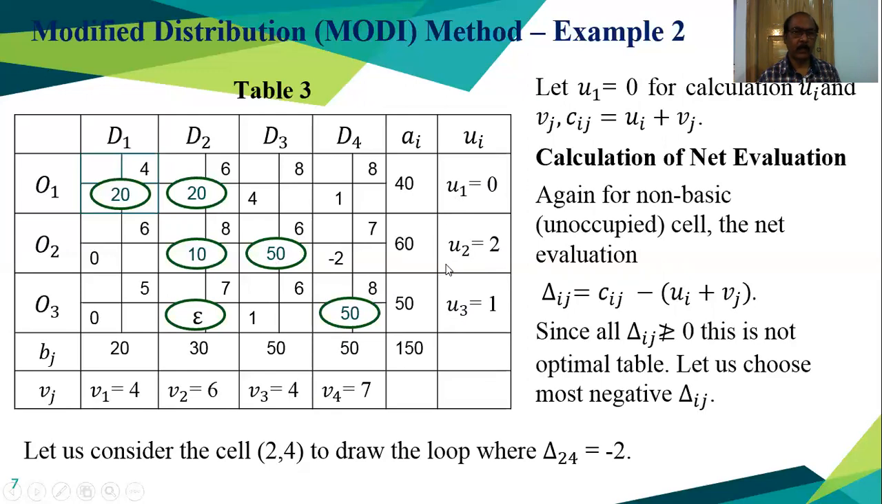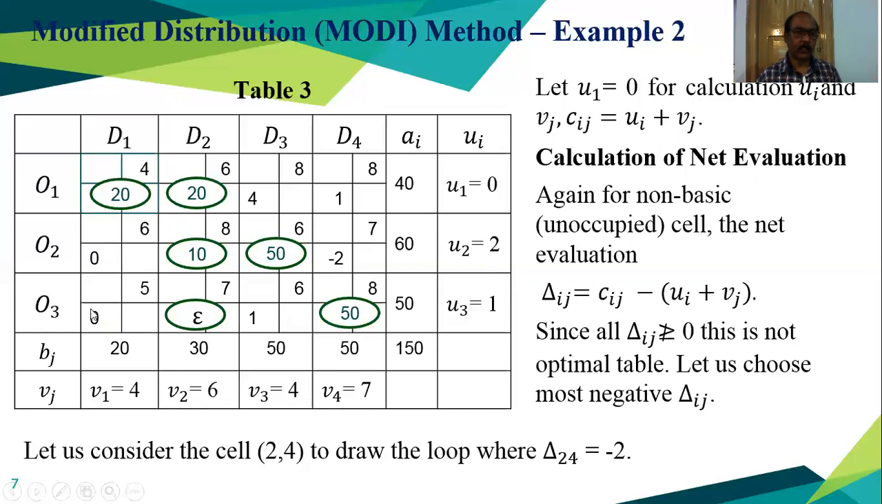Now we can calculate the delta ij, that is the net evaluation, by using the formula delta ij is equal to Cij minus (Ui plus Vj). This is 4 because 4 plus 0 is 4, 8 minus 4 is 4. This is 8 and this is 7 and this is 0. 7 plus 0 is 7, 8 minus 7 is 1. Here 4 plus 2 is 6, 6 minus 6 is 0. Here 7 plus 2 is 9, 7 minus 9 is minus 2.